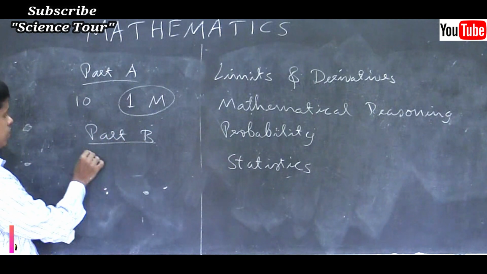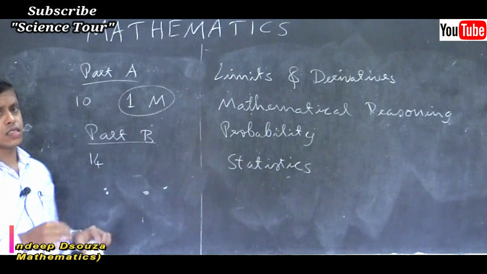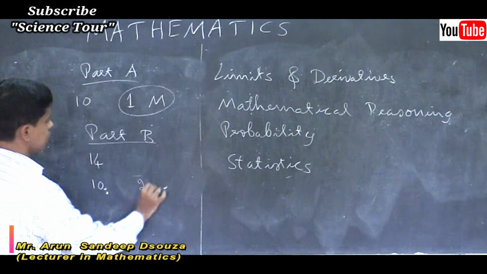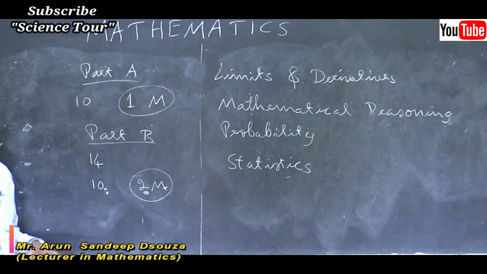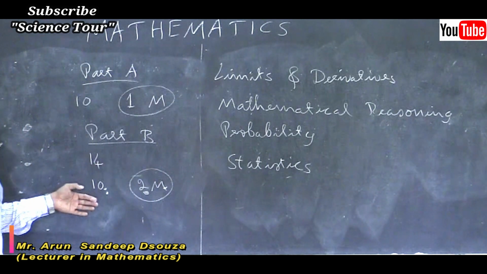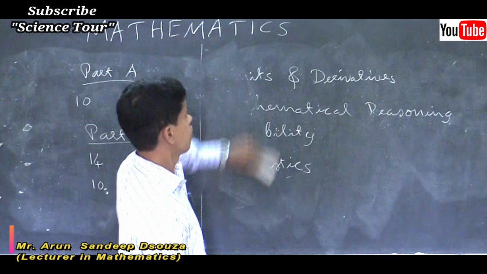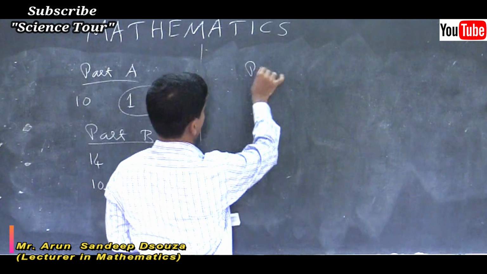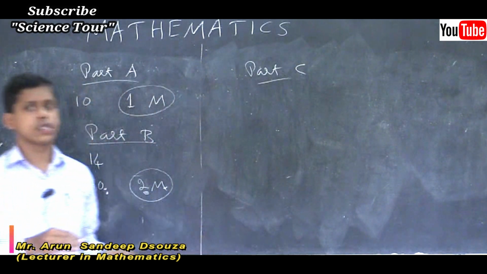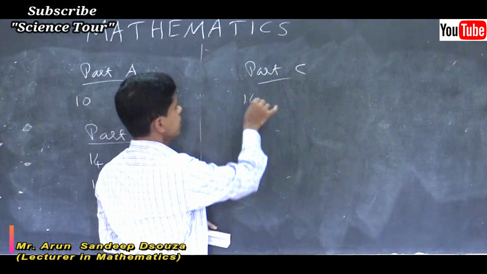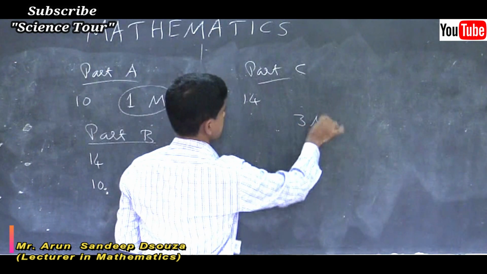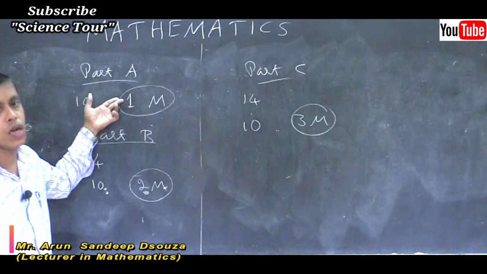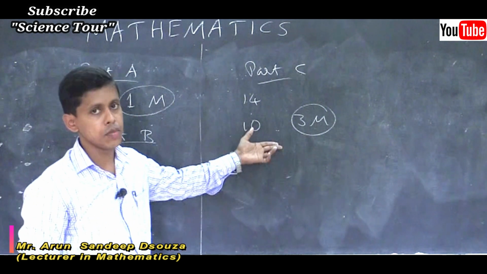You have 14 questions in part B, and you have to answer 10. These are 2 mark questions. Alright, so out of 14, you have to answer 10 questions. And then we have part C. The part C consists of 14 3 mark questions, and you have to answer again 10. Alright, so 10 1 mark, 10 2 mark, and 10 3 mark questions.